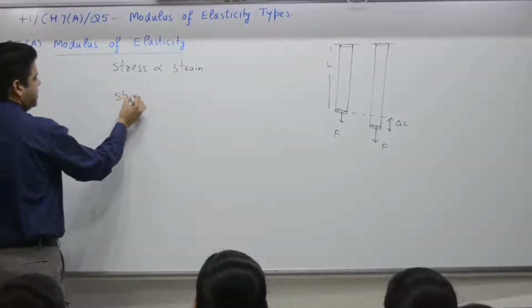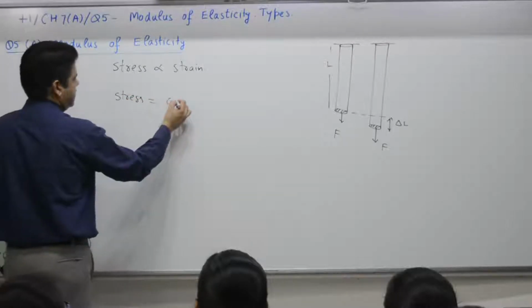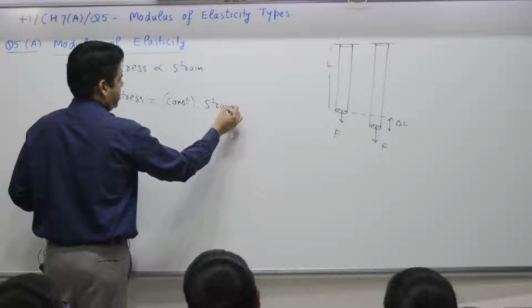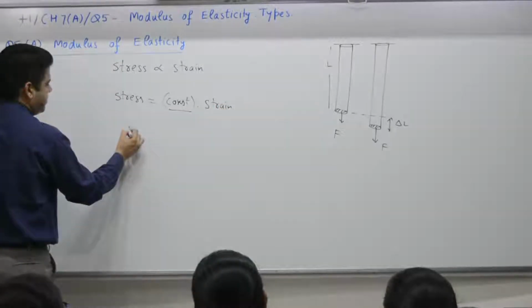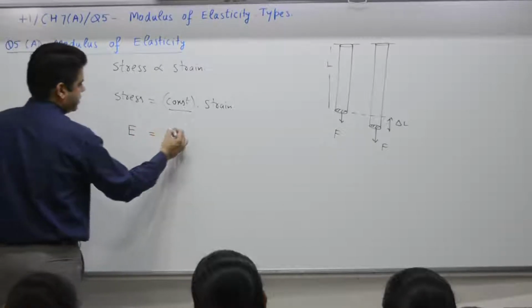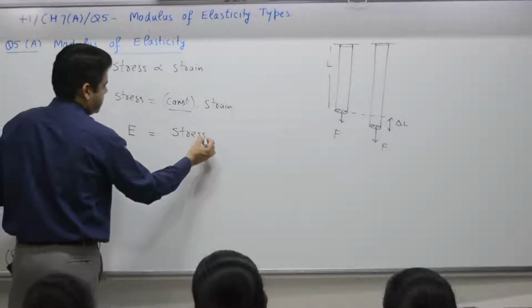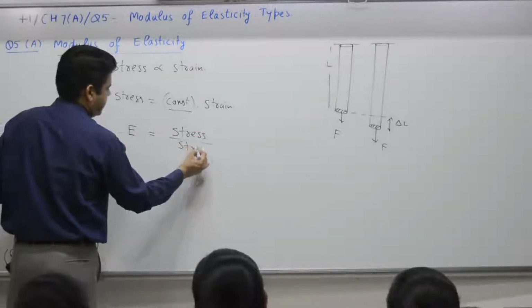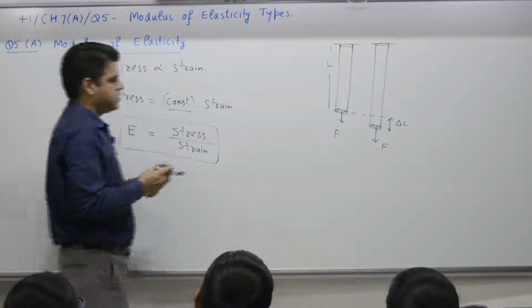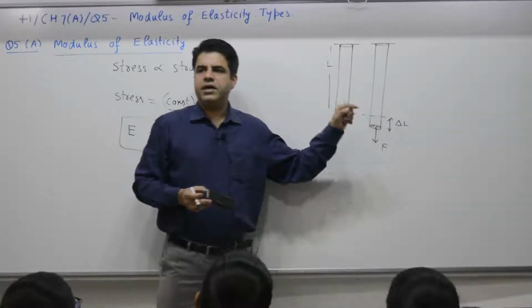You can write it like this: stress is equal to some constant times strain. This constant is termed as modulus of elasticity. This constant E is equal to stress by strain. The higher the value of stress, the higher the strain will be.